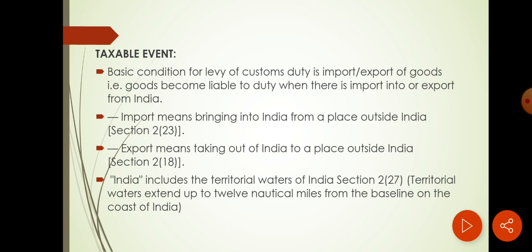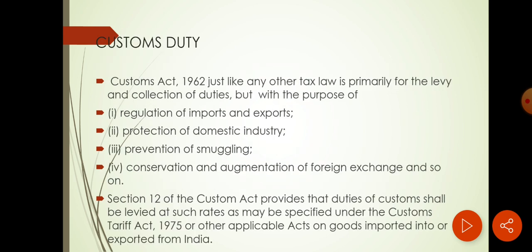Territorial water means it extends to 12 nautical miles from the baseline on the coast of India. So this is the basic thing on which you are going to levy the taxable event under the customs duty. And the act, as we know, is given under section 1962, that is the Customs Act.